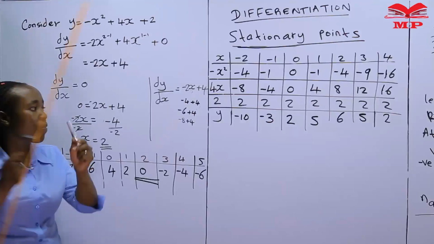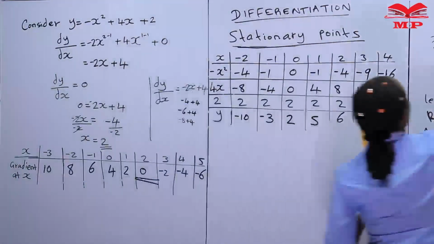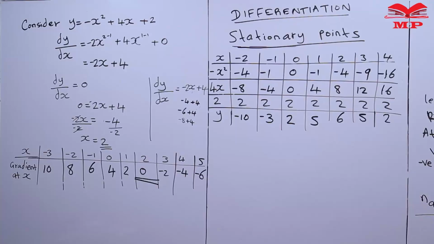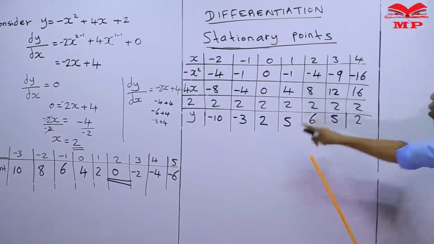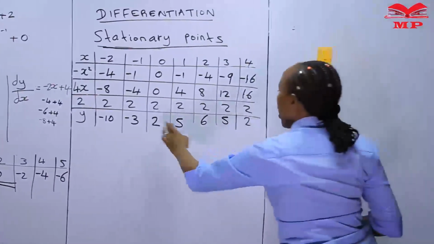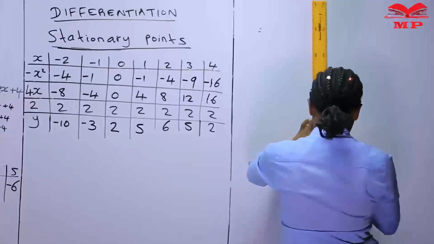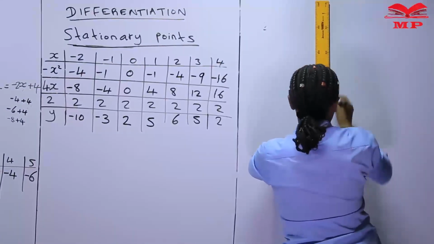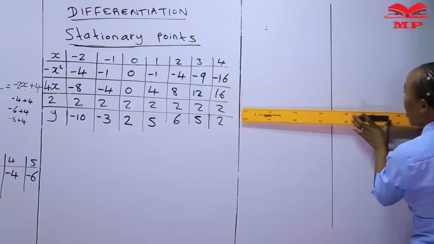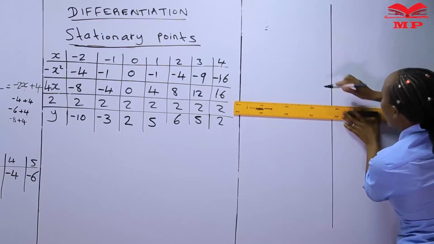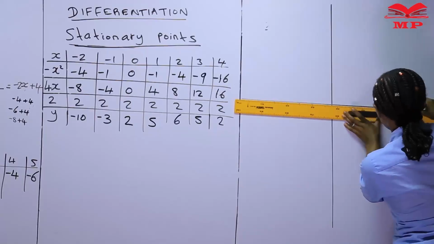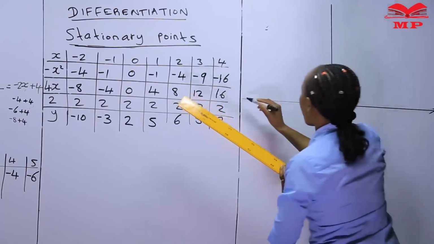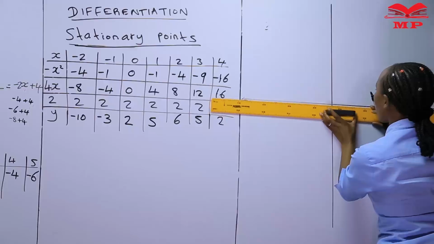When we plot the curve, we are able to determine the nature. We'll be able to see the nature. So we have on the x-axis, from negative 2 to 4. On the y, we have negative 10, and the highest here, we have 6. So we have negatives on both sides. That's our x-axis, and then here that's our y-axis, sorry. Then we have our x-axis here, from negative 2 to 4.